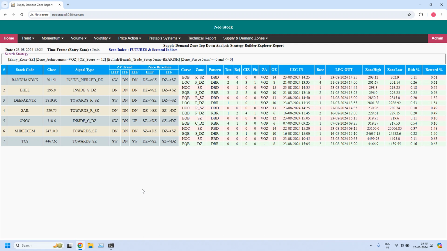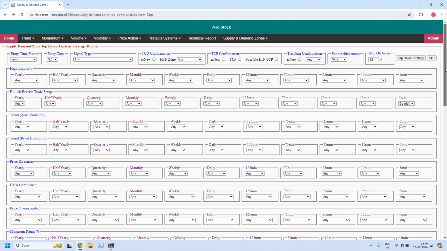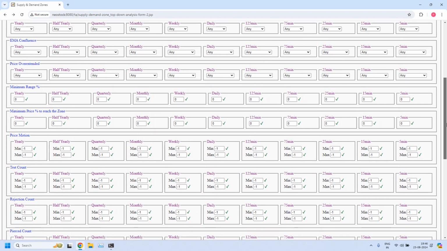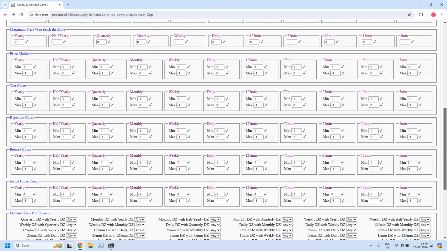Because your 15 minutes zone is somewhere in the above and the 5 minute supply zone is somewhere below, and you are planning trade in the 5 minutes but looking for EMA in the 15 minutes, both are not confluence, it doesn't make any sense. That's why first you should look for 5 minutes and 15 minutes zone confluence is there or not. So that's why I am going to check supply zone confluence for 5 minutes and 15 minutes.